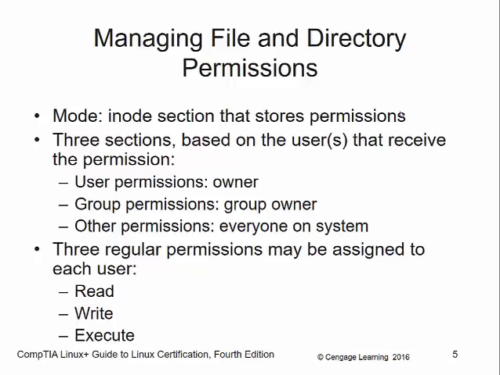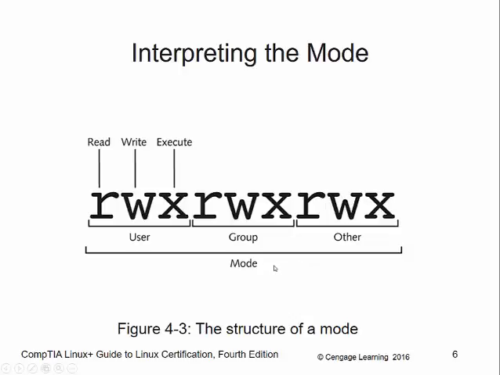And the mode is broken up into 3 separate sections. One set is the user owner permissions, the group owner permissions, and then everybody else on the planet. So it kind of looks like this, right? The entire mode right here is what we saw, broken out into 3 pieces. First the user, then the group, then everybody else.